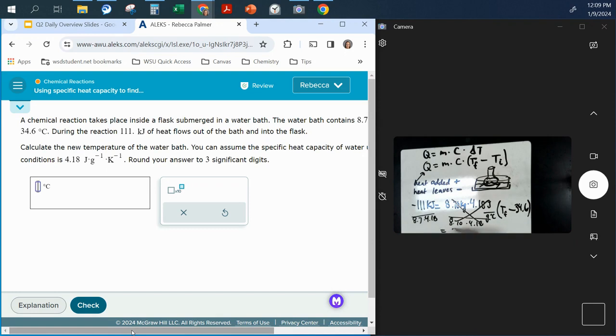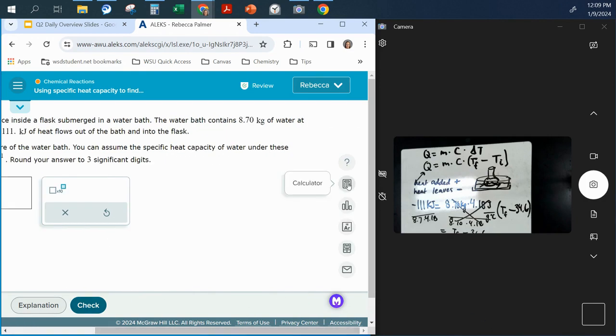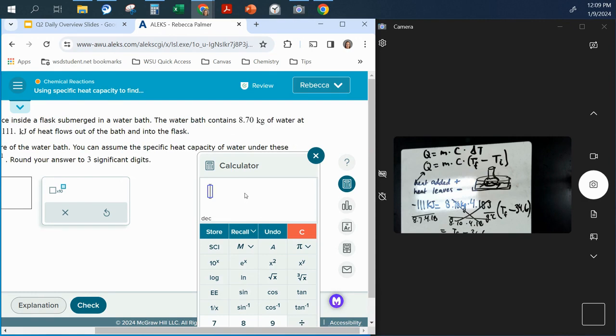Okay, and then temperature final minus temperature initial. Oh, so if heat is leaving the water bath, our water bath temperature should go down. So we better get a smaller value for our temperature at the end. Okay. So negative 111 divided by 8.7 times 4.18. Okay, so our temperature is going to go down by 0.3.